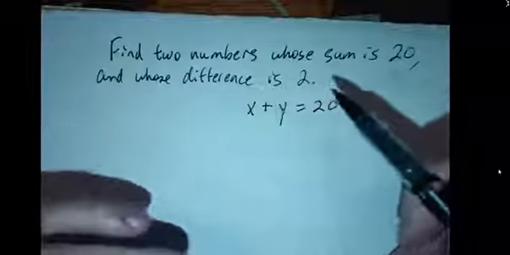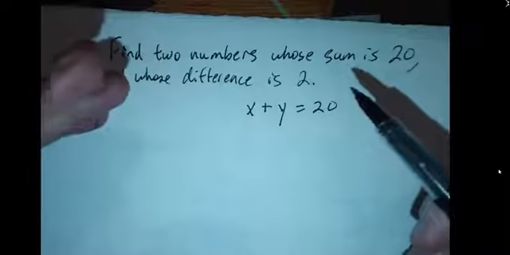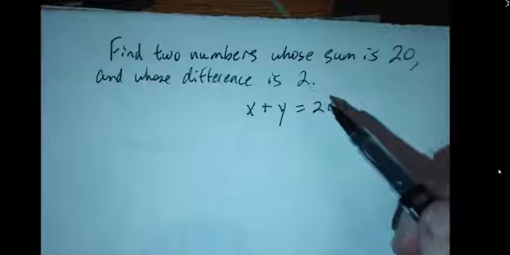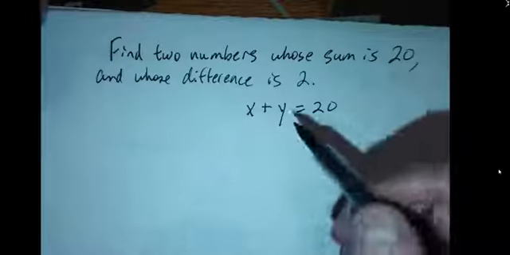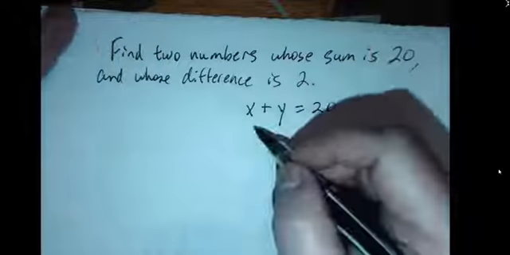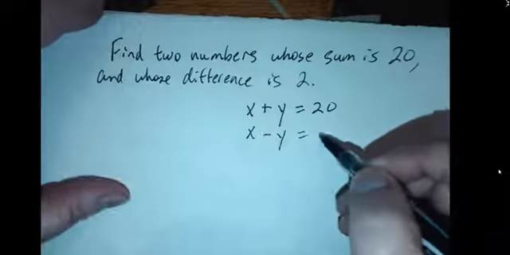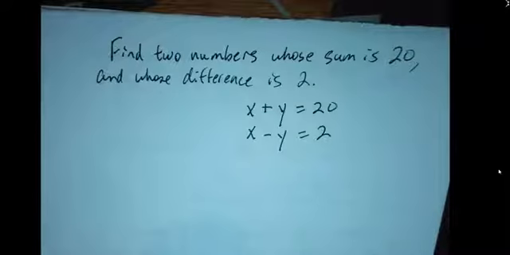And their difference is 2. Now, I'm just going to make the assumption, well, first of all, they're not the same. If they were the same, their difference would be 0. So one of them is bigger. So I'm going to make the assumption that X is bigger. And so I will get 2. And Y minus X would give me negative 2. Okay. Now, there's two ways I can do this.